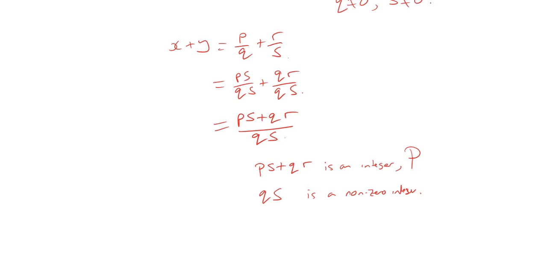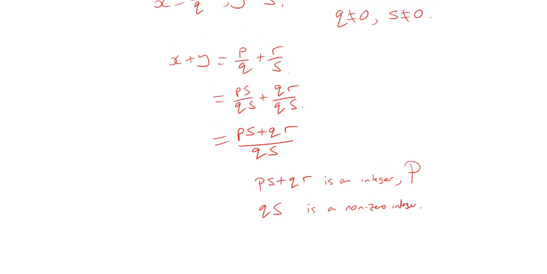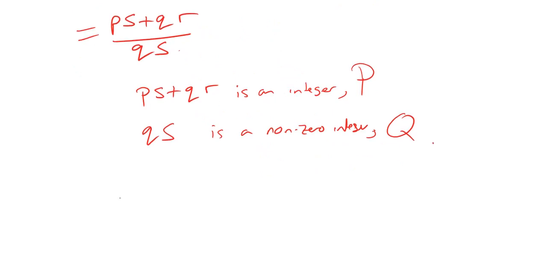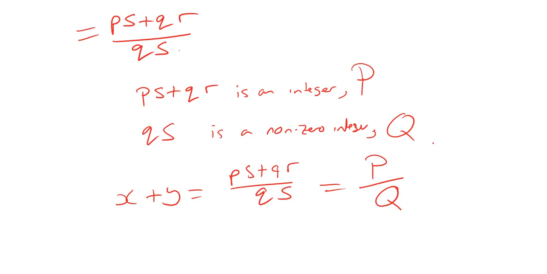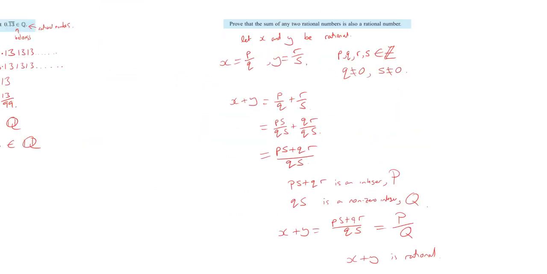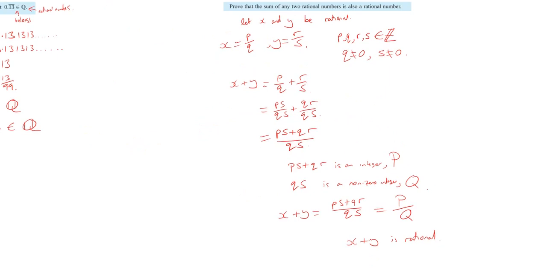Because remember, we defined earlier Q and S not to be 0, so that's not going to be 0 either. Let's call that Q. So that means that our original x plus y, which was equal to PS plus QR over QS, is actually equal to P over Q, and so therefore, by definition, x plus y is rational. Okay, hopefully that made sense. That's how you would write out that kind of proof there.